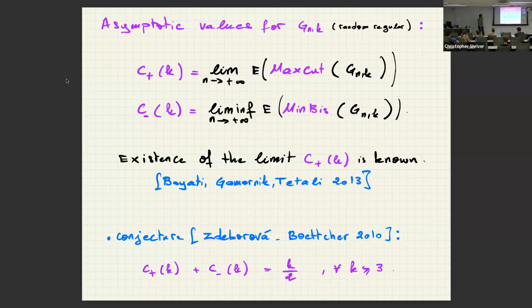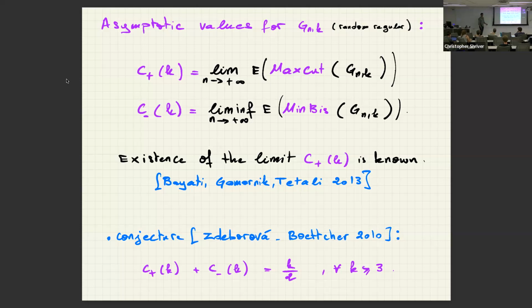There's a beautiful conjecture that relates these two quantities for the regular model, when k is fixed: when you sum these two quantities, you get half the number of edges, k over 2. I'm dividing by n. You should think of n times this plus n times this equals nk over 2, and that's the number of edges. This is a beautiful conjecture from physics based on the cavity method, and it should hold for every k larger than 3.